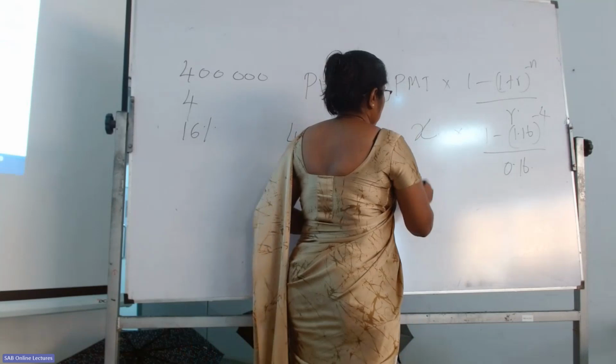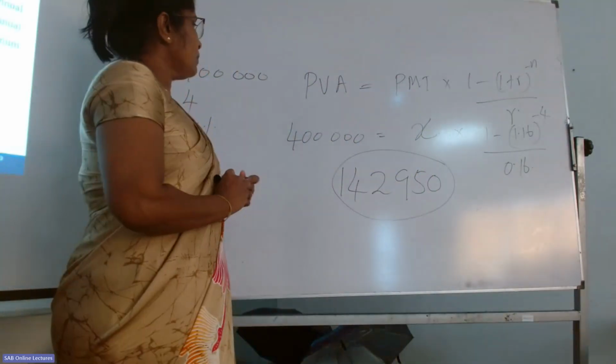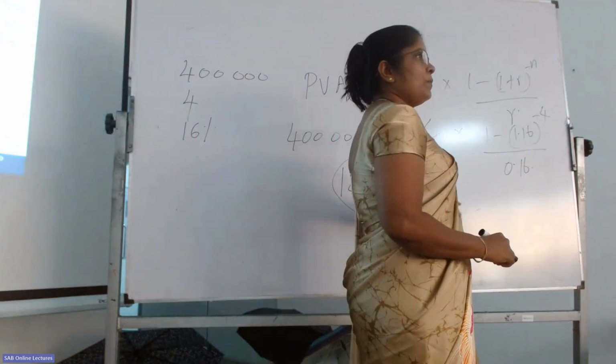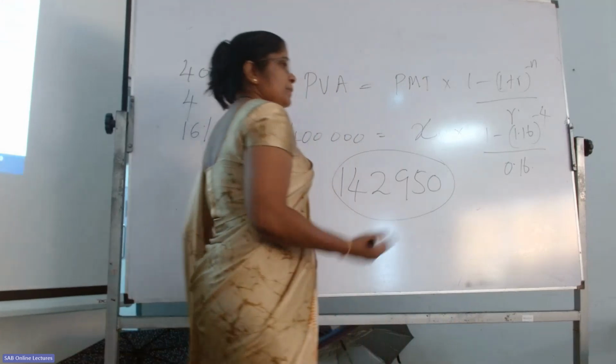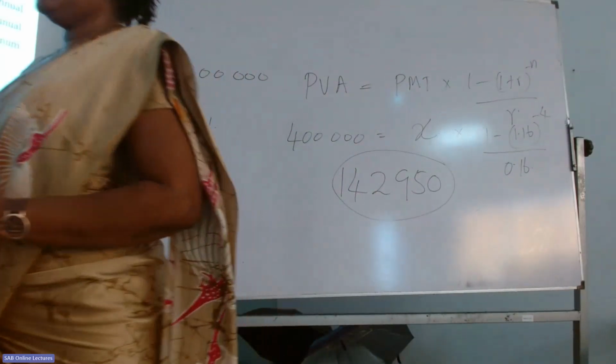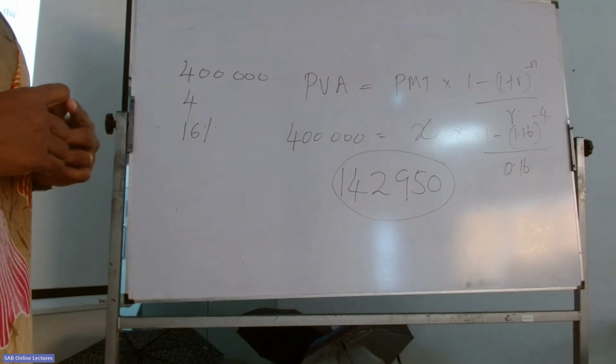Right. So this is your annual installment. When you deposit this annual installment for 4 years, at the end of 4 years your loan will be repaid. So now we are going to see how this loan is repaid over time. This is okay, right? So we are going to prepare the loan amortization schedule. A loan amortization schedule is a table. It shows how a loan is repaid over time.